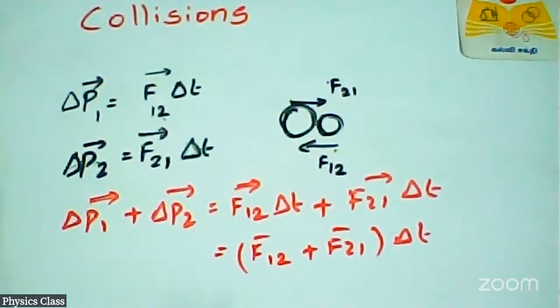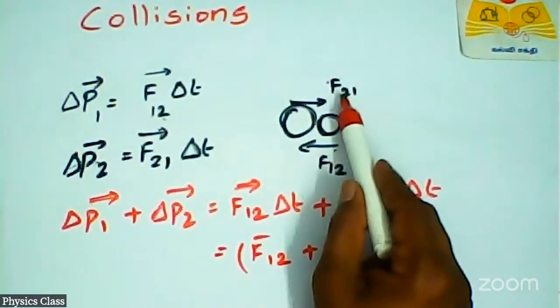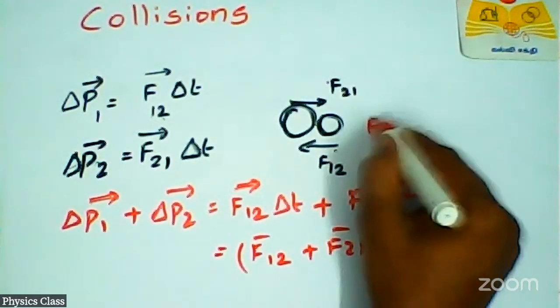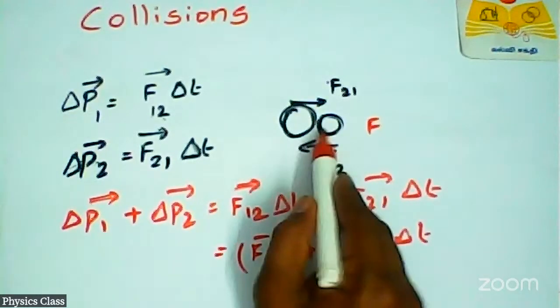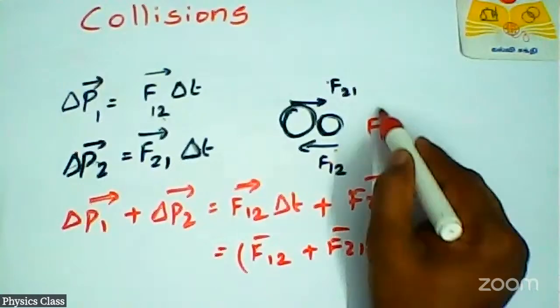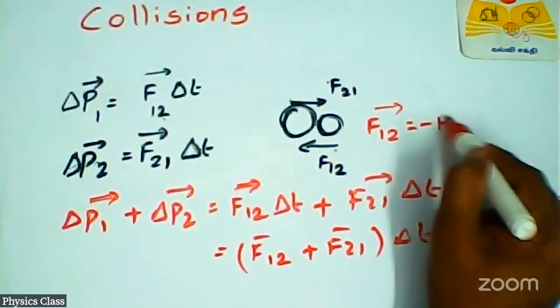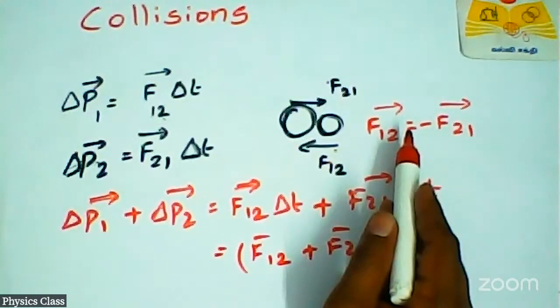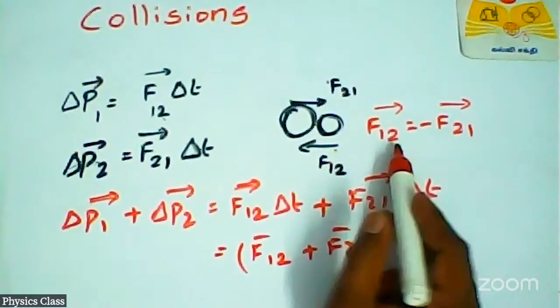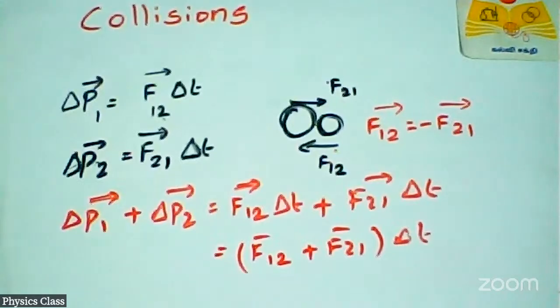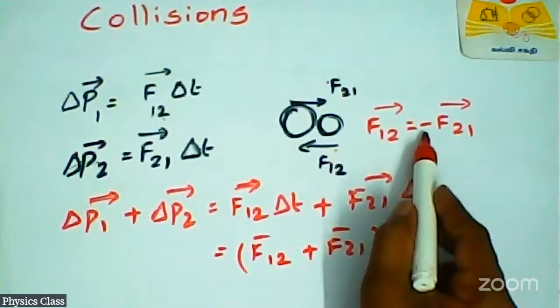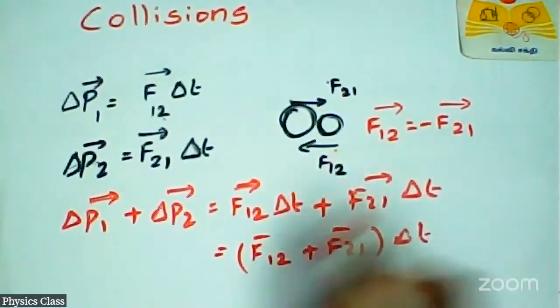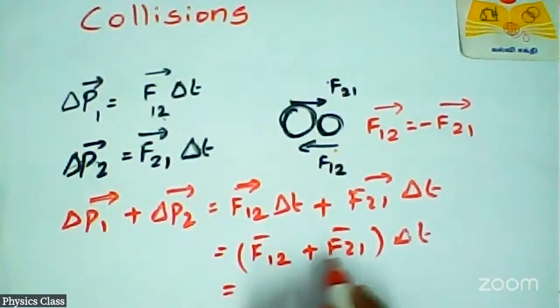According to Newton's third law, this force is equal to this force, but in the opposite direction. Yeah, you can see the direction. So F12 is opposite to F21. These two forces are equal but in opposite direction. By Newton's law, if you push one object, that object pushes your hand in the opposite direction. Right. So F12 is equal to minus F21.